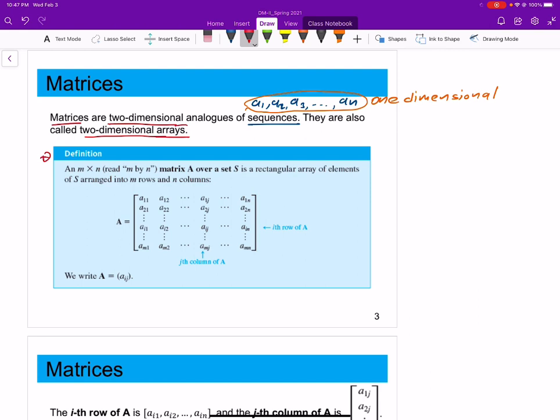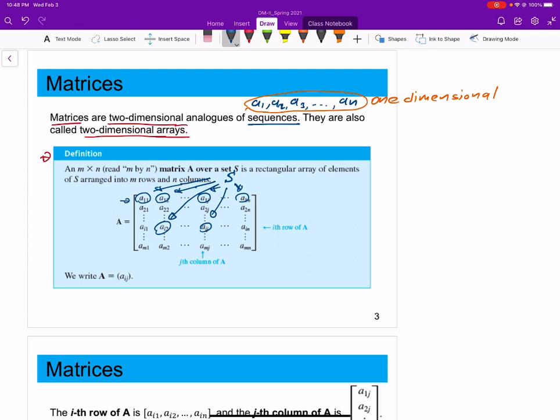An m by n matrix A over set S is a rectangular array of elements of S arranged into m rows and n columns. So these elements are in S. This is in S, that is in S, all these elements are in S. You just arrange these elements in a two-dimensional array. That is called a matrix, which has m rows and n columns.